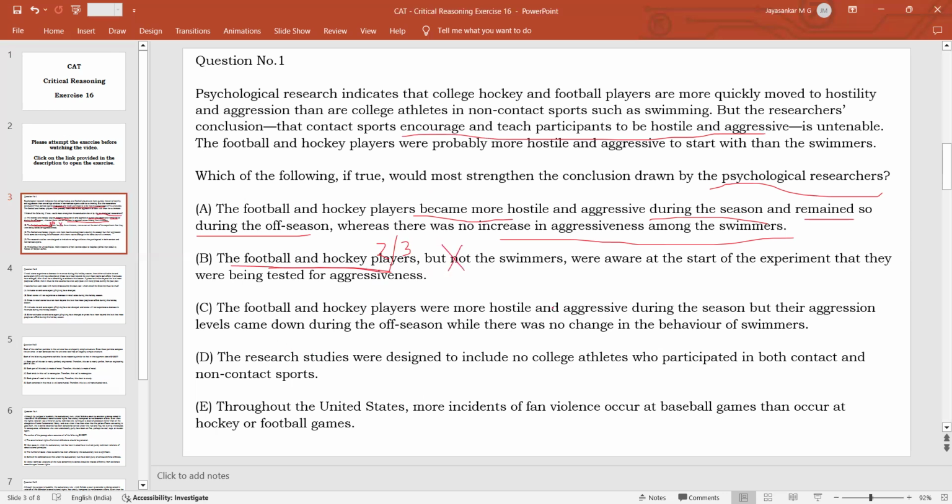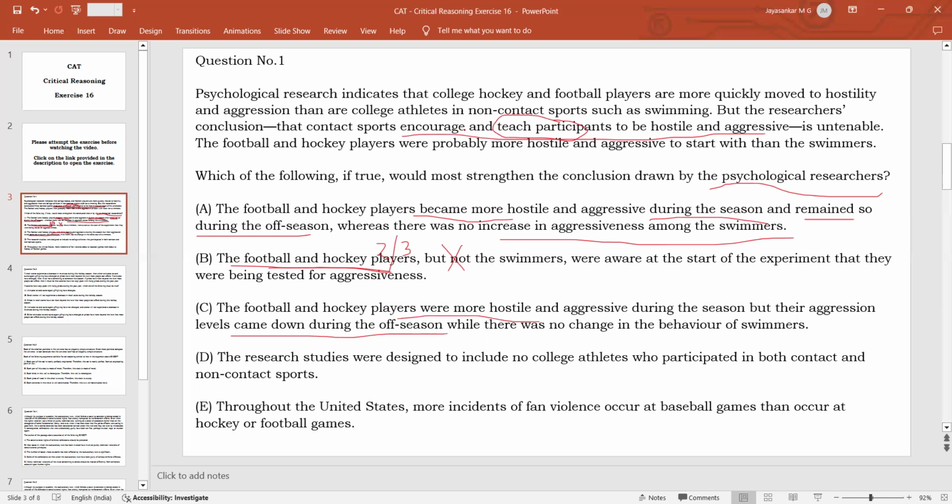Option C: the football and hockey players were more hostile and aggressive during the season, but their aggression levels came down during the off season. So it says that they became more hostile, means the sport is encouraging the hostility or aggression, but their aggression levels came down during the off season. Means what? It was not taught to the participants, or the players did not take it as a part of their character, or did not include it within their character. Only when they were playing the sport they became aggressive. After playing the sport they were not aggressive. Means it might be encouraging the people to become aggressive, but that is not taught to them in a permanent manner. So this cannot be taken as a good statement that will support the conclusion.